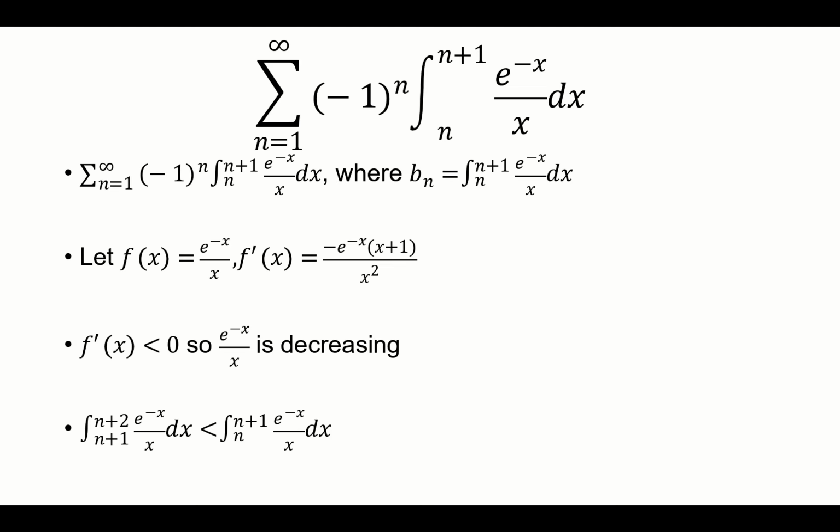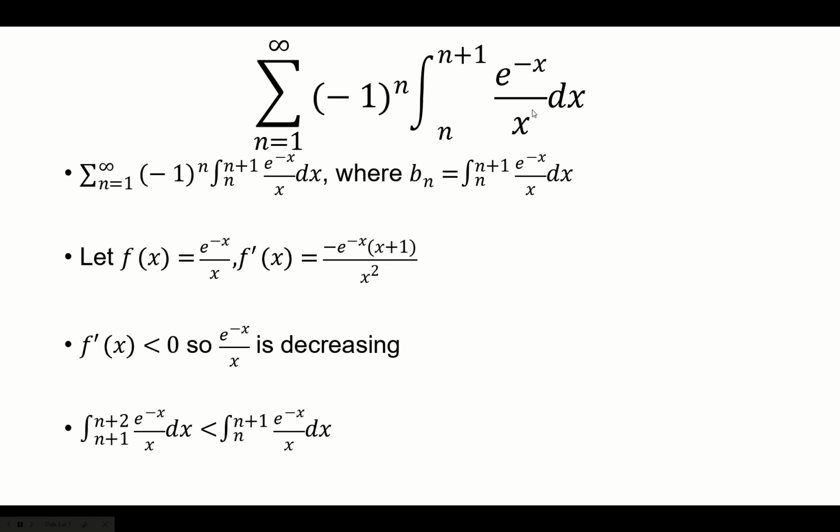So the easiest one is to start with the decreasing one. We'll define e to negative x over x to be f of x, and the derivative is negative e to negative x over x plus 1 times x plus 1 over x squared. Clearly, this thing is going to be negative when x is a positive value. So that means that f is decreasing. So e to negative x over x is decreasing.